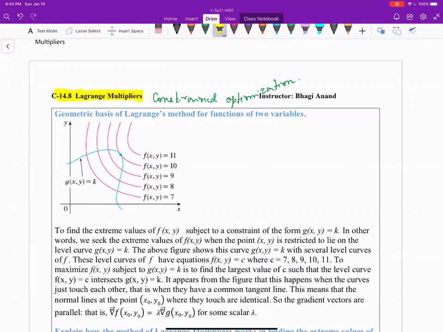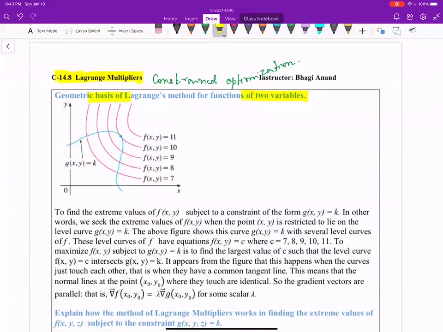So what is the geometric basis of Lagrange's method for functions of two variables? You see certain curves in red color and one curve in blue color. The red ones are level curves of a surface. The surface is given to be z equal to f of x, y, let's say. And how do you find the level curves of this surface?